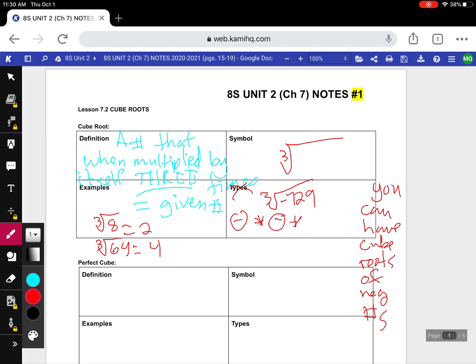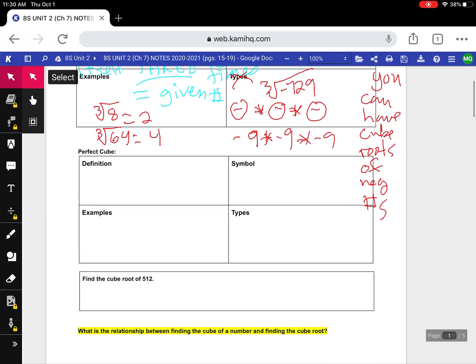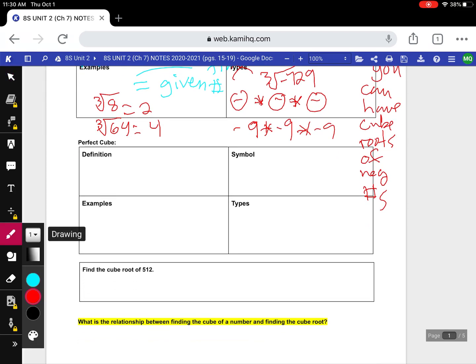We're doing a negative times a negative times a negative, okay? The cube root of 729 is 9. And then you have that negative, because a negative 9 times a negative 9 times a negative 9 is going to give you negative 729, okay? So that's just an example of why you can have the cube root of a negative number, but not the square root of a negative number, okay? We're going to keep on going down.